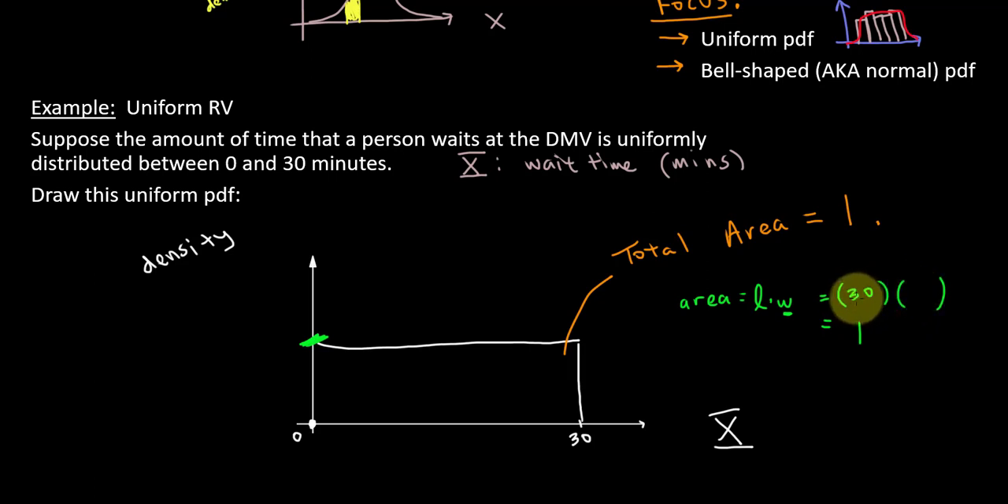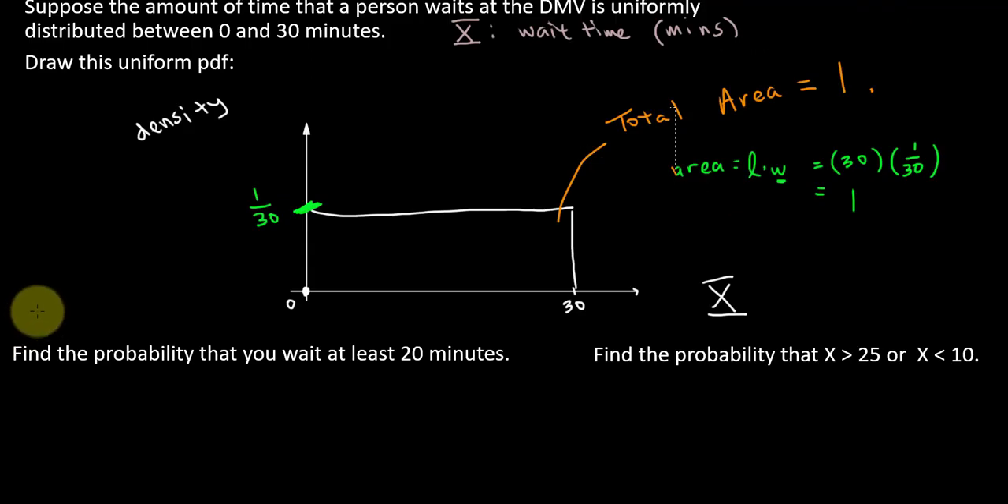What cancels with 30? It would be 1 over 30. So this height, not drawn to scale, the height of this density function would be 1/30. Using this uniform distribution, let's find some probabilities. I got some questions queued up here. Let's find the probability that you wait at least 20 minutes.